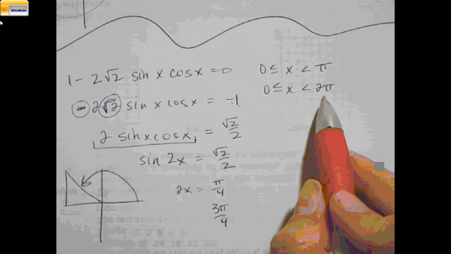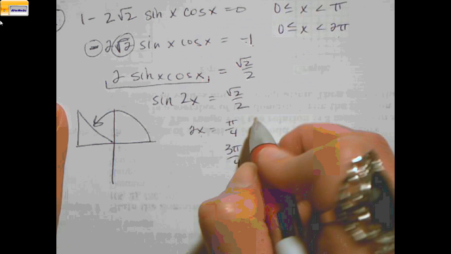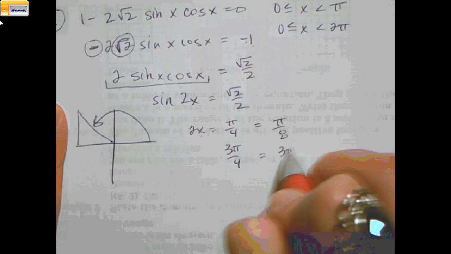All right, both of these fall within 0 to 2 pi. There's 4 that work from 0 to 2 pi, but I got to get x by itself. What do I do? Divide by 2, which is the same as multiplying by a half. So pi over 8 and 3 pi over 8, and those are your answers.